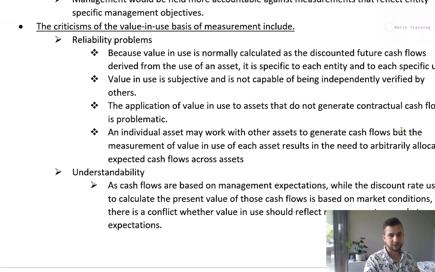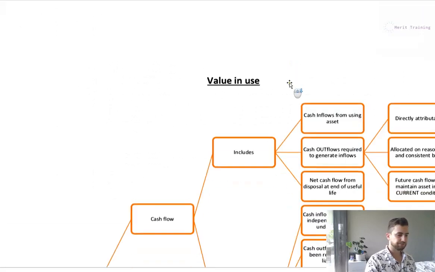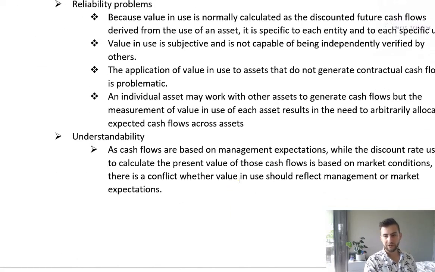Some of the issues for value in use are reliability, because it's specific to that particular company, and you might get a higher value somewhere else at fair value. Someone might have a different use for it, and so forth. And then understandability, because it's based on management expectations, while the discount rate used to calculate the present value is based on market conditions. There's a conflict whether the value in use should reflect management or market expectations. Another point is that it's also very technical, and uses a lot of assumptions as well, which are easy to get wrong.